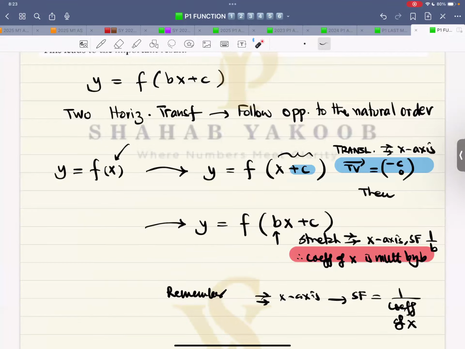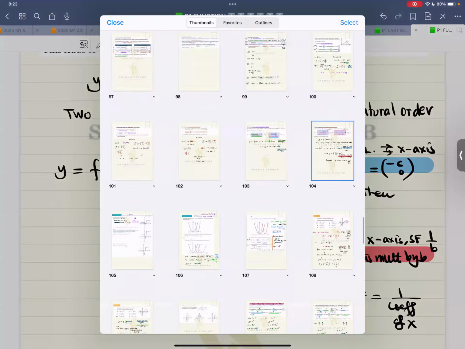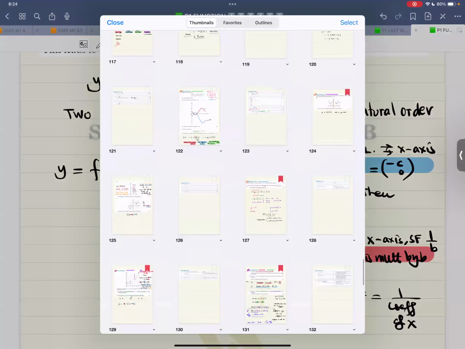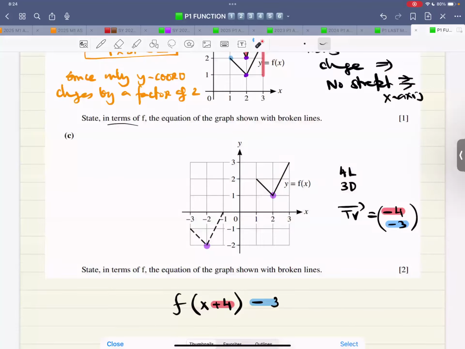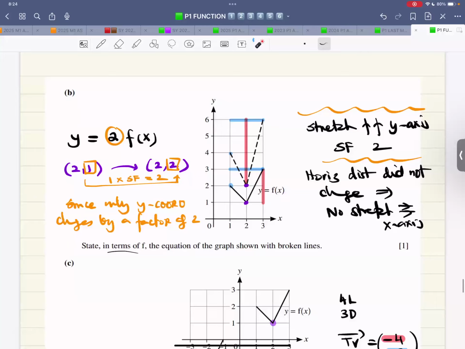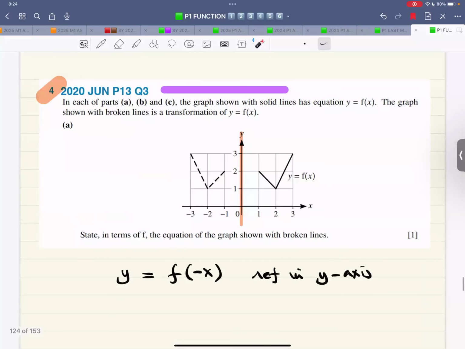Now transformation, yes, it's kind of tricky. If someone finds it very, very tricky, try this question at the very end. A basic question like this. You see that these two are being transformed by one single transformation, that is reflection in the y-axis. So there is a negative sign over here.